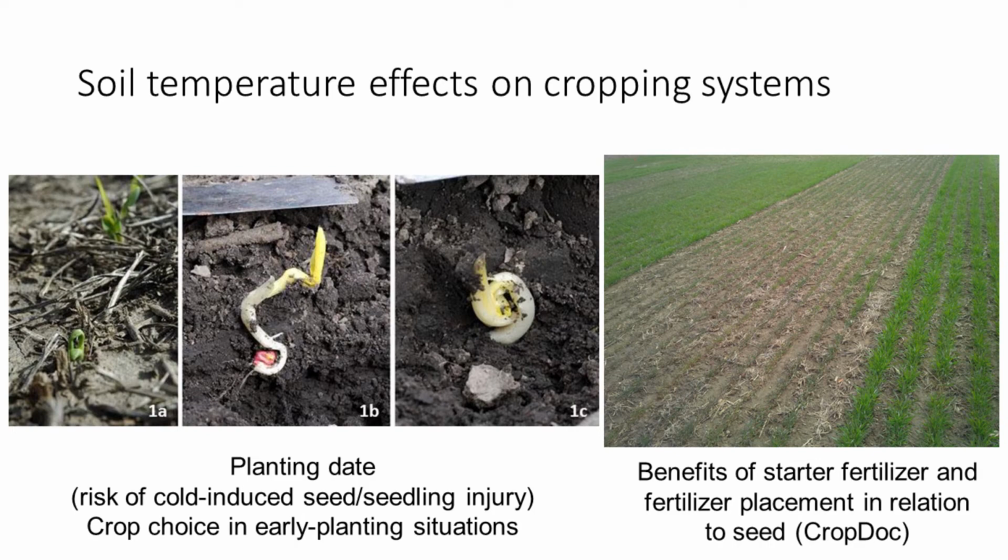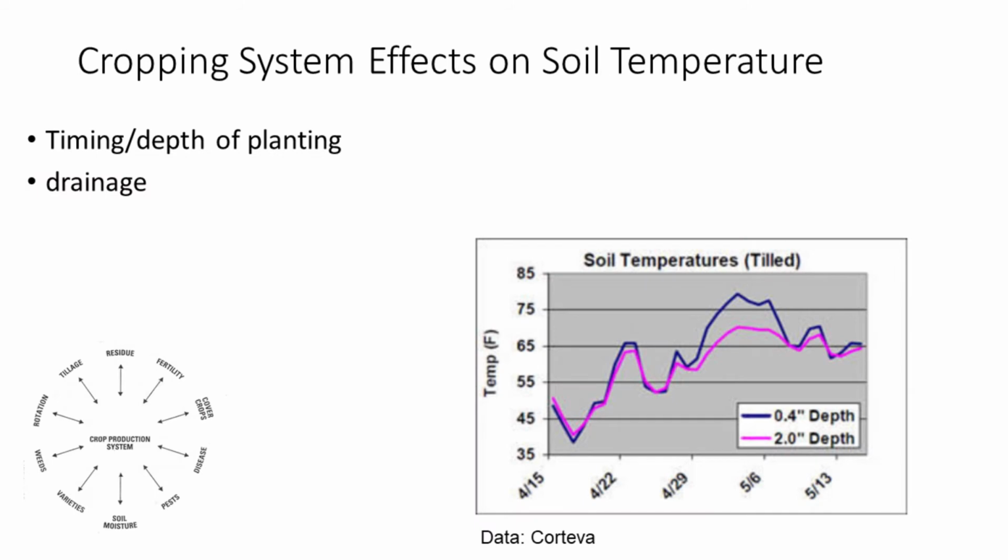And this most likely has to do with soil temperatures in those regions around planting, right? The benefits of starter fertilizer are almost directly linked to latitude. In other words, areas where the soil is colder at planting are going to benefit more from starter fertilizer. So while soil temperature is going to influence crop management, crop management is also going to influence soil temperature.